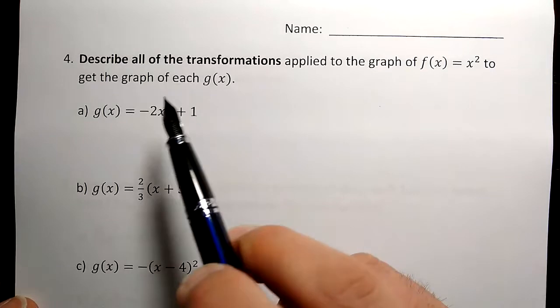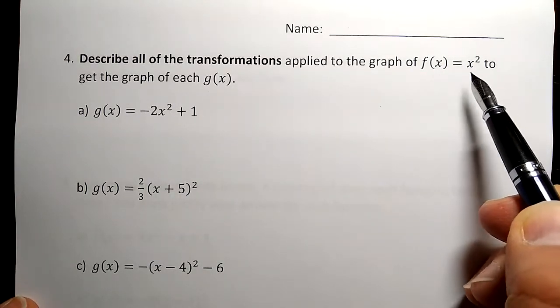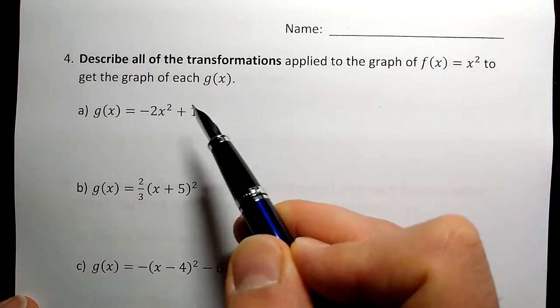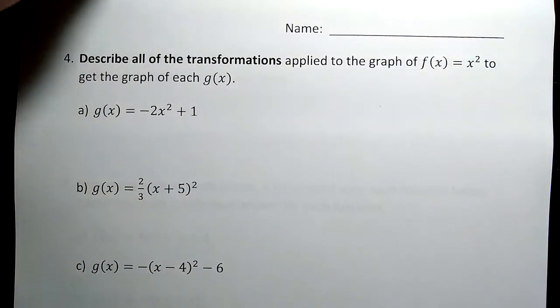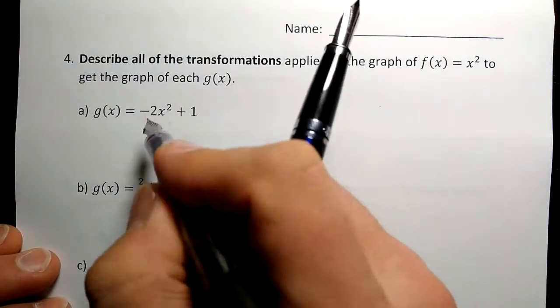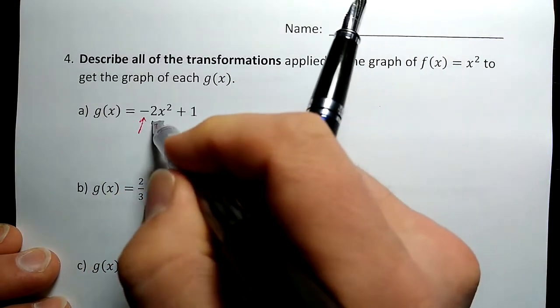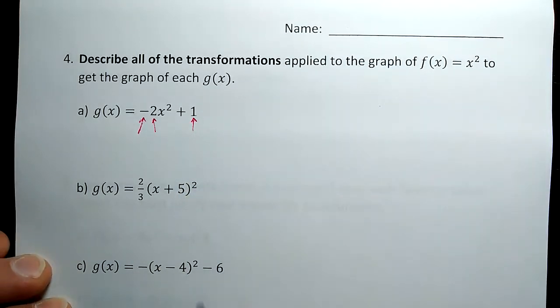Okay, let's keep going. Describe all of the transformations applied to the graph of f of x equals x squared, that's the parent function for parabolas, to get each of these g of x's. So we have 3 of them. So this one has, let me just grab a color here. This one has 3 things happening. We have a minus sign on the a value. We have the number 2 as part of a, and we have this number 1.